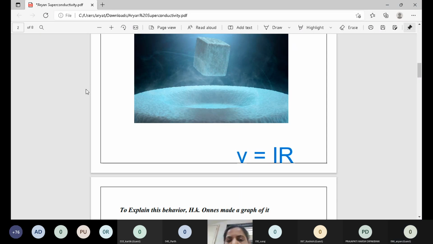Okay, have I satisfied the condition T less than Tc? I've kept the temperature at 7 Kelvin. Yes, ma'am. Clear? Shall I go ahead? Yes, fine.